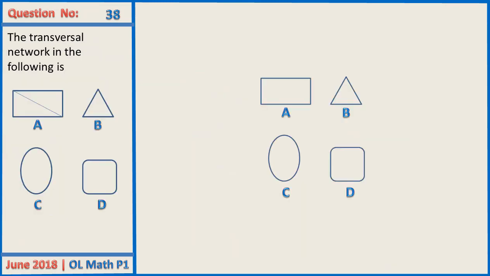Question 38, the transversal network in the following is, when you look at the figures very well, the only place where you have a transversal is the rectangle. You can see the transversal, the line that crosses. So the only transversal network here is the rectangle, which is A.